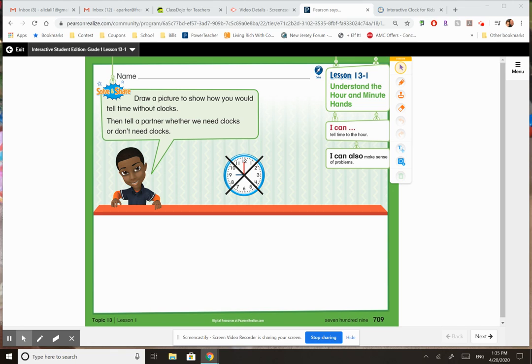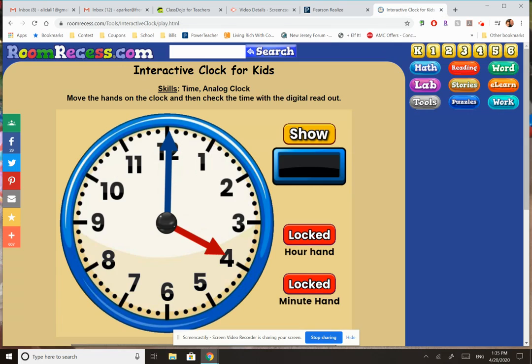Hi guys, today we are starting Unit 13, which is telling time. Oh, how exciting. All right, so we should all know, boys and girls, this is called an analog clock, okay? So can we all say analog clock? All right, so let's take a look.